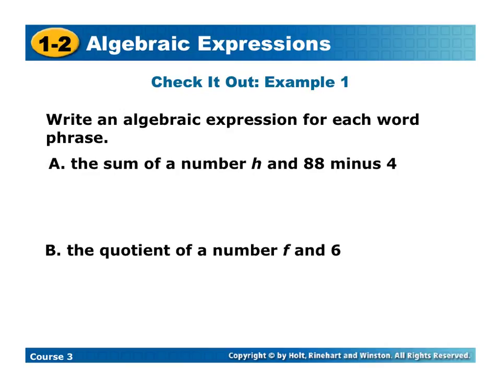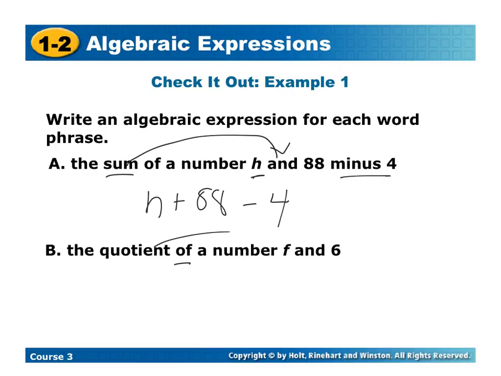On our first one, we have sum, which means add. We have the of, so the sum is going to go where the and is. So here I have a number h, so it's going to be h plus 88, and then minus 4. And then our next one we have quotient of, so quotient is going to go where the and is, so this becomes f divided by 6, or the better way to write it would be f over 6.